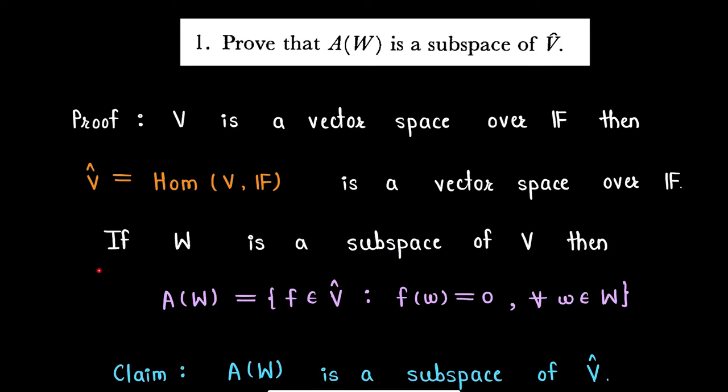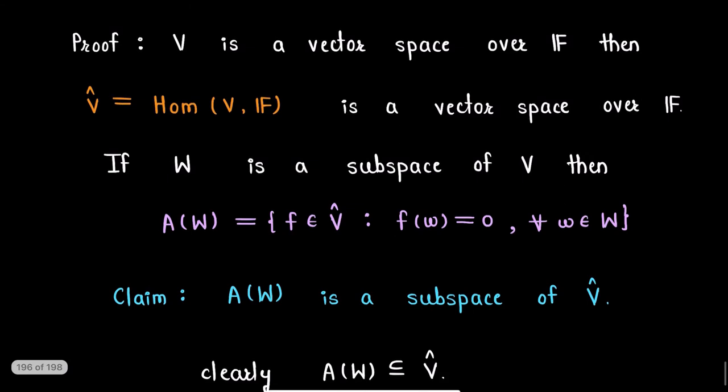Now, if W is a subspace of vector space V, then the annihilator of W is the collection of all those homomorphisms f in V hat, that is the dual space of V, such that f of w is 0 for all w in subspace W. Now here our claim is to show that the set annihilator of W is a subspace of vector space V hat, that is the dual space of V.